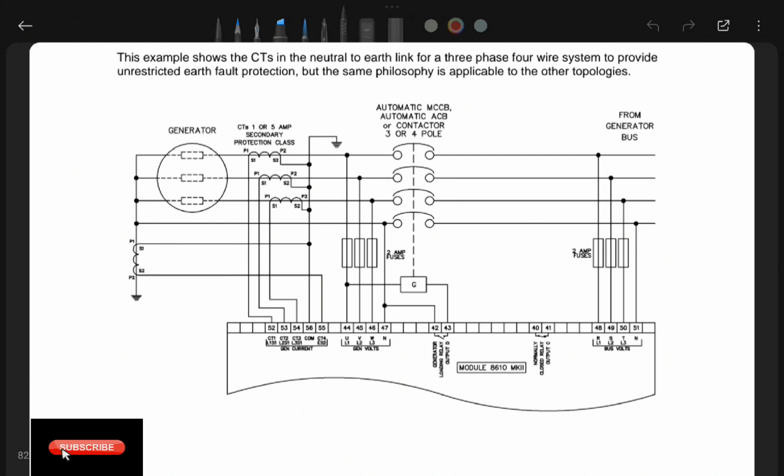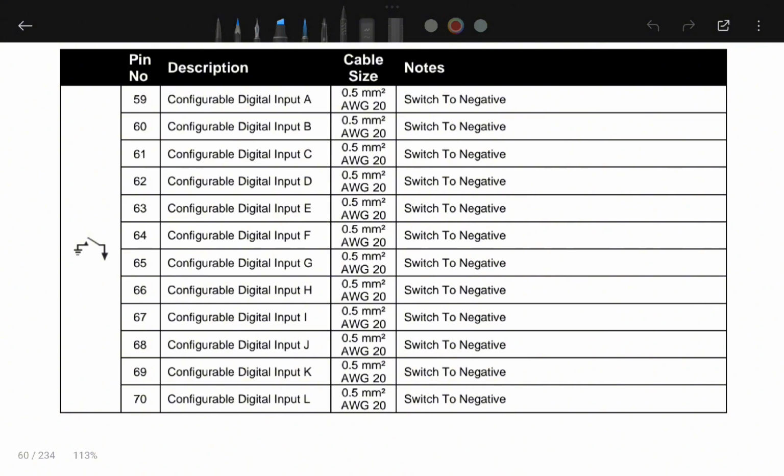And over here is our example of unrestricted earth connections for our CT, where you can see in our wiring diagram that it is different from the restricted CT connections. Just follow clearly the numbers and the connections, so it will work properly as you wanted. And pins 59 and 70 are your digital inputs, which are negatively active when the switch is closed.